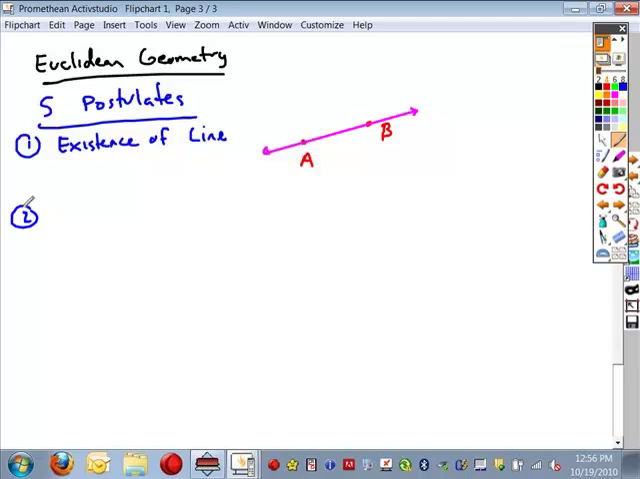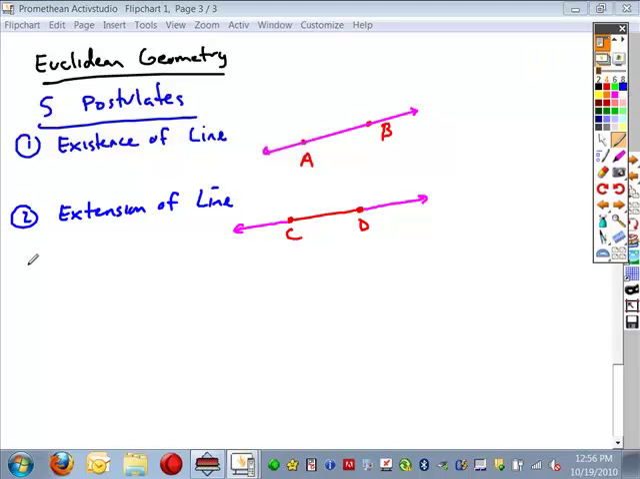Okay. In addition to existence of a line, we also have to postulate the extension of a line. And so what that means is if we begin with a segment, let's call it CD, you have to postulate or accept the fact that we can extend this segment in each direction to form a straight line. Okay. So as far as what you need to know, the extension of a line, but this is kind of an illustration of that relationship.